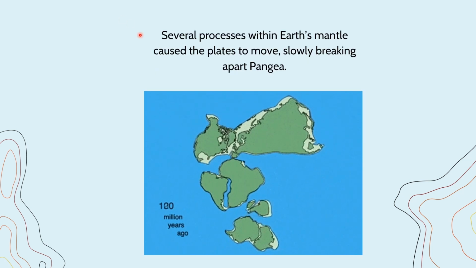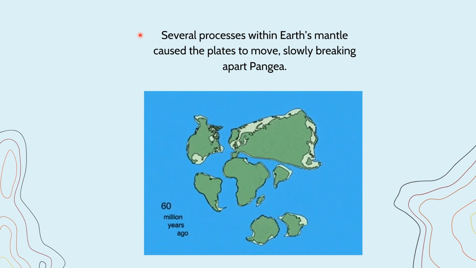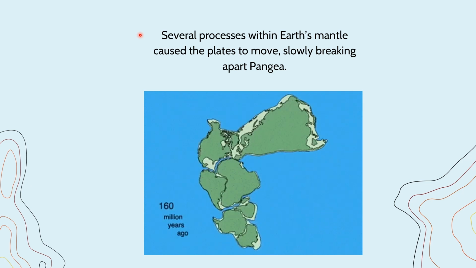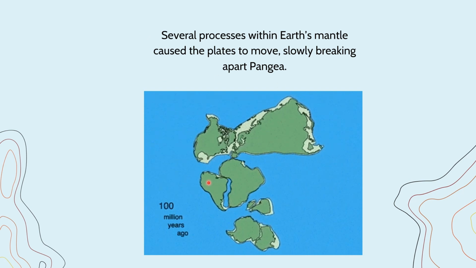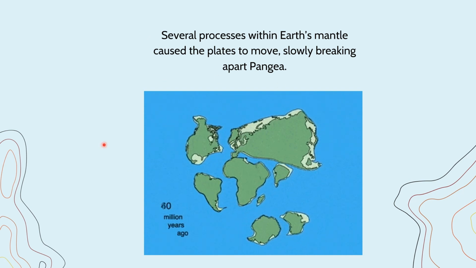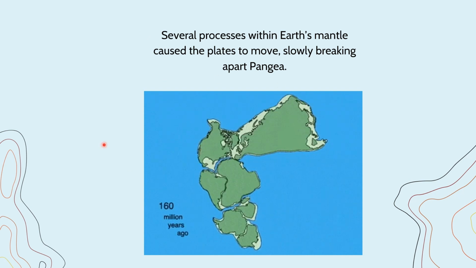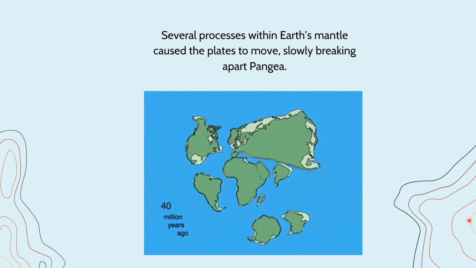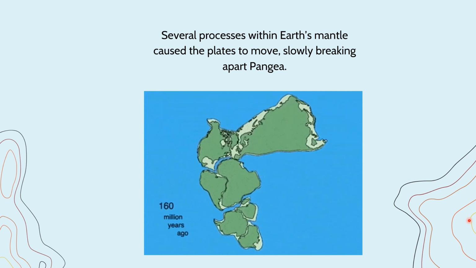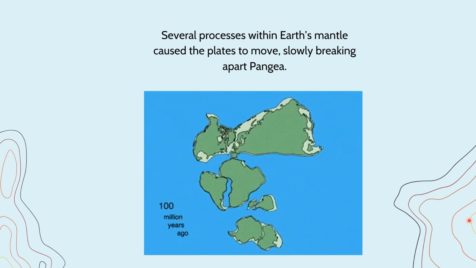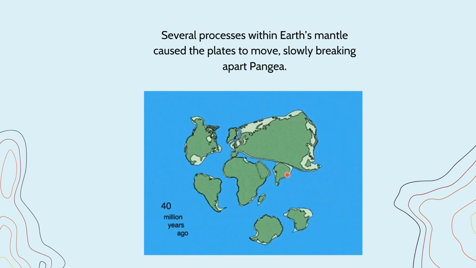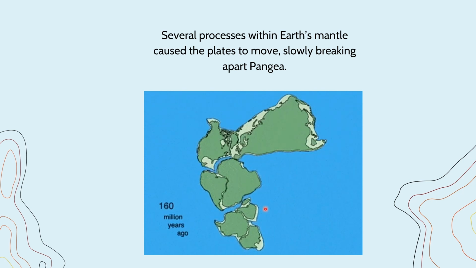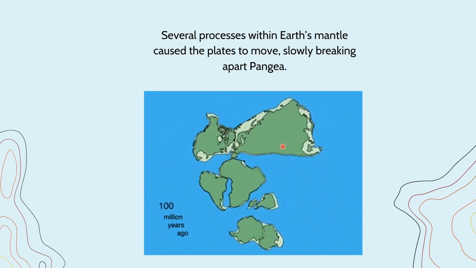There are several processes within the mantle that cause the plates to move, slowly breaking apart Pangaea as shown in this little animation. So we are going to focus on the external processes and boundary types that are shown by this animation. Look at India, which is this little continent here, or this little plate here. It starts at the bottom and then it moves slowly up.